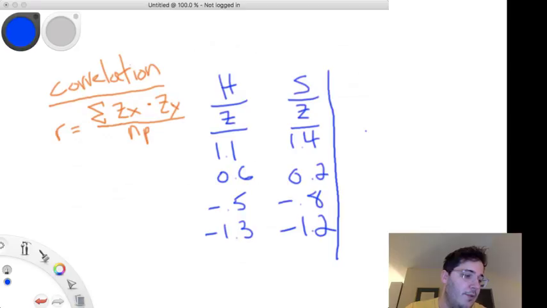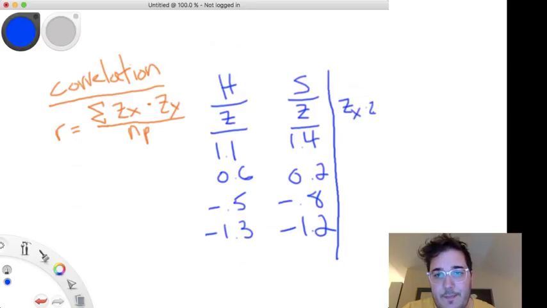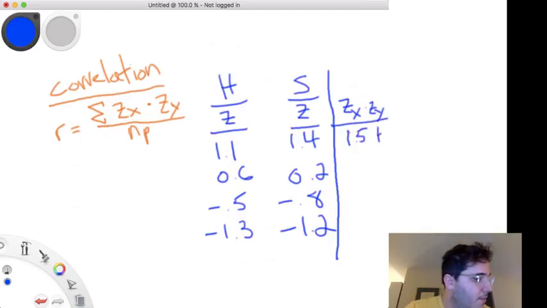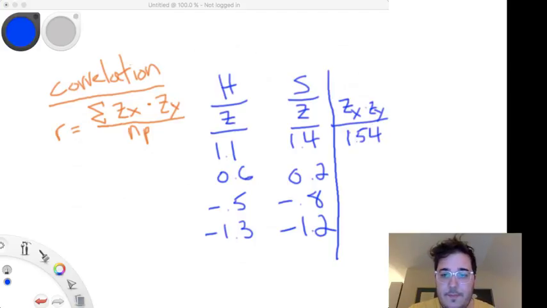1.1 times 1.4 equals 1.54. So this is zx times zy. This is 1.54. 0.6 times 0.2 is 0.12.